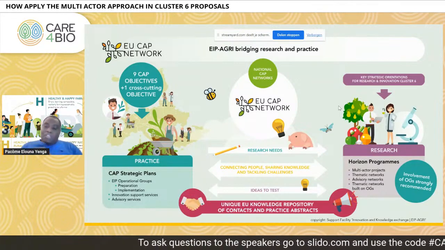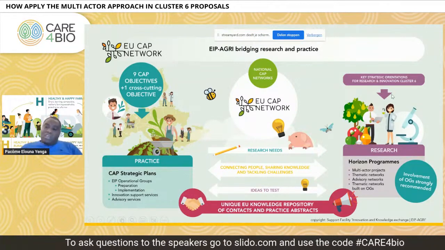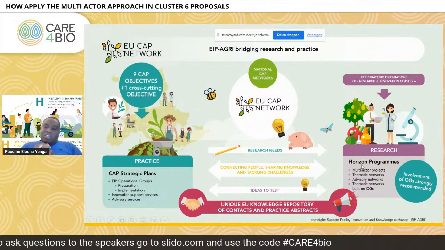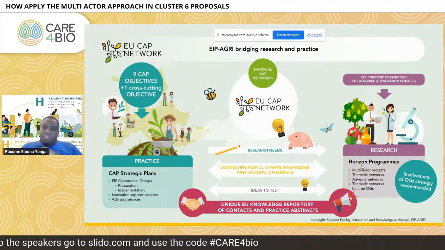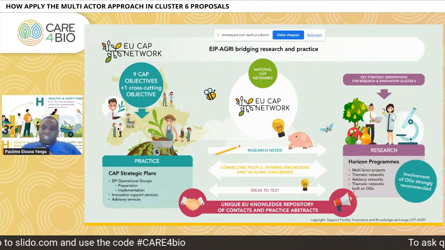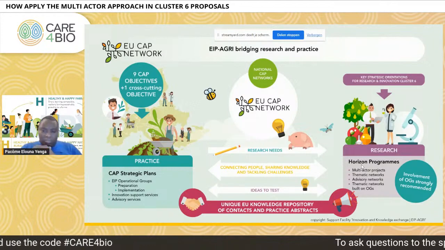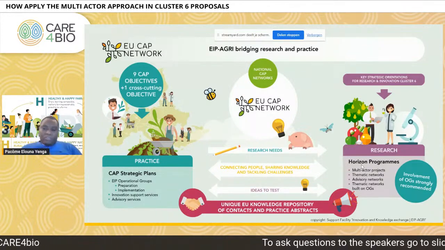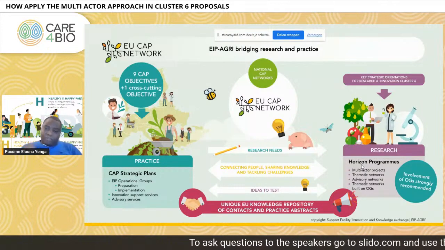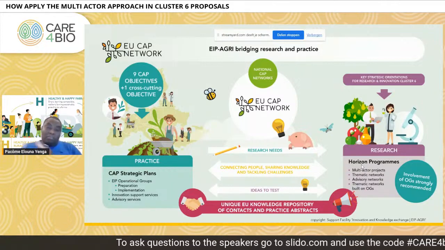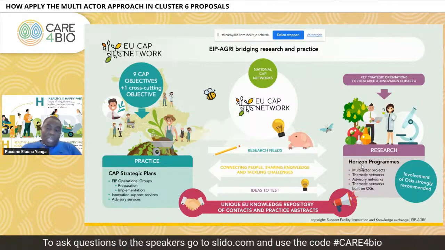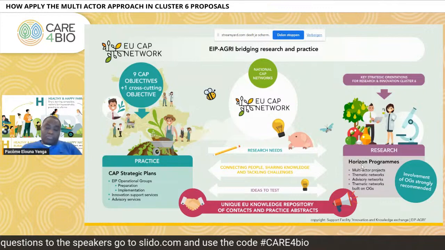Now, as you see, regarding the research programs and the project there is a strong recommendation on involving operational groups. And it is why I'm here today, and it is where I'll focus the next part of the presentation.